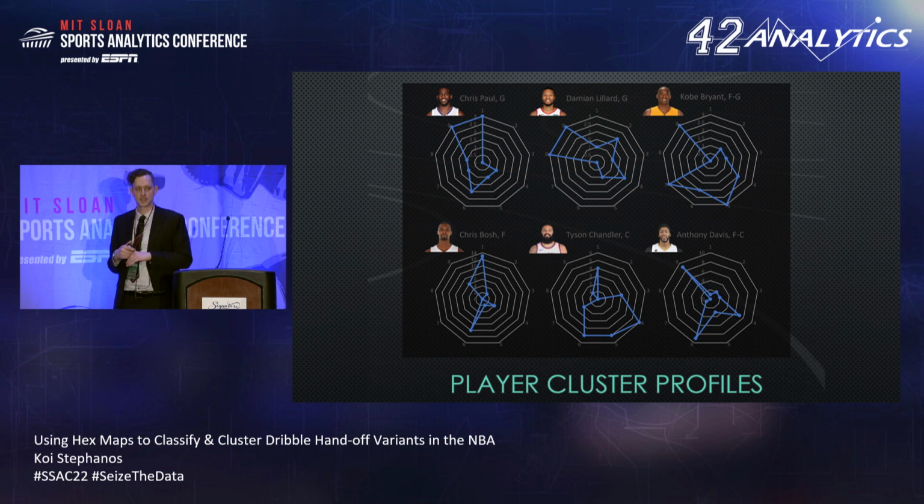Now on the bottom, we can see those screening roles. Chris Bosh, our dynamic playmaking forward, Tyson Chandler, our traditional center, and then Anthony Davis being that tweener, do-everything big, has a bit of the interplay, a kind of mismatch between the two of those. So this helps us to better identify the roles that players have in offenses.